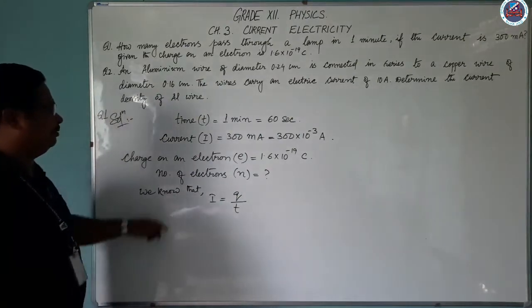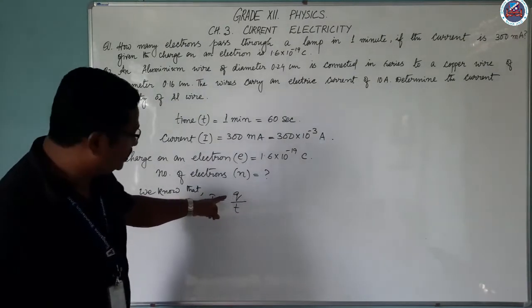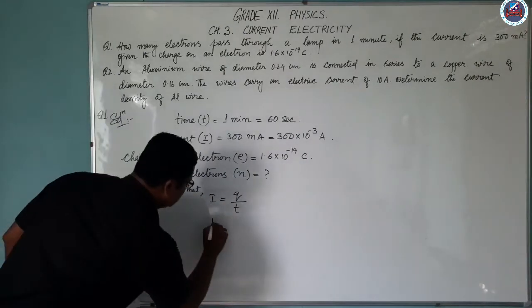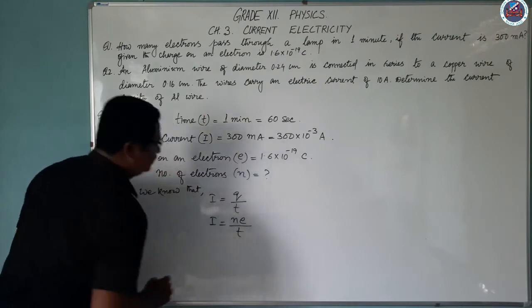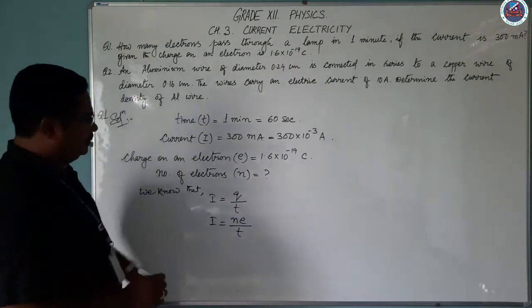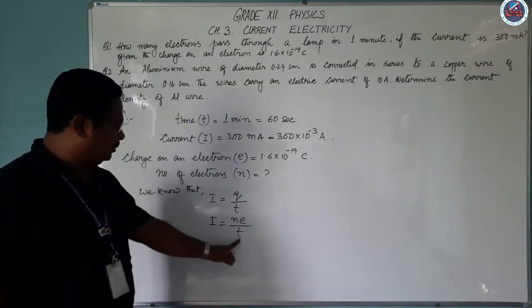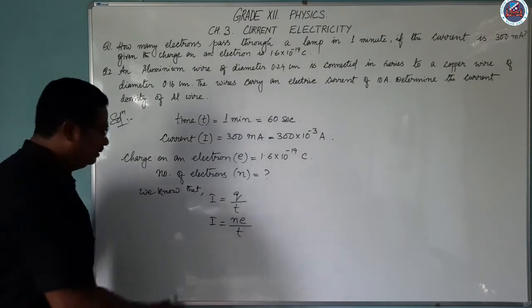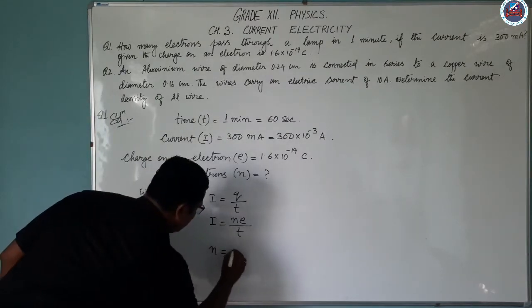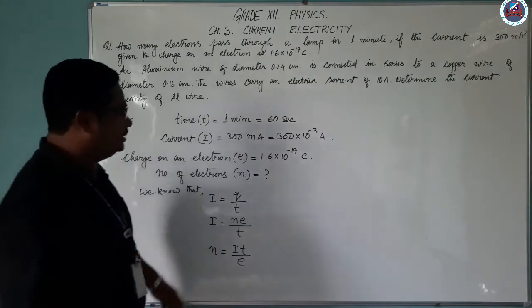But here, number of electrons does not appear. So use your quantization of charge. I is equal to Q by t, that is n into e divided by t. The basic unit of charge you know, the time for which it flows through the lamp you know, the current value also you know, so you can find n. To find n, it will be I into t divided by e. Then place the values.